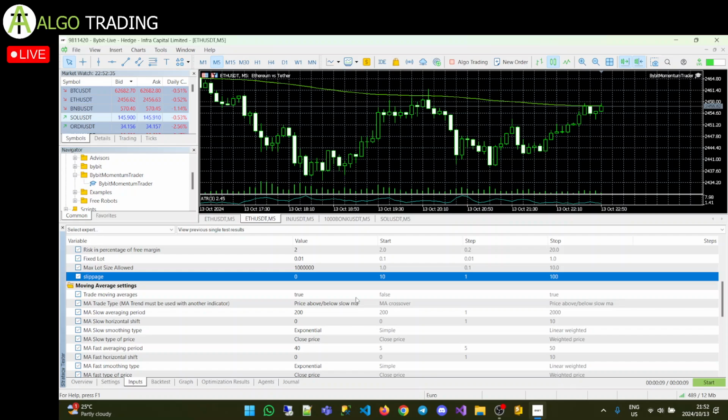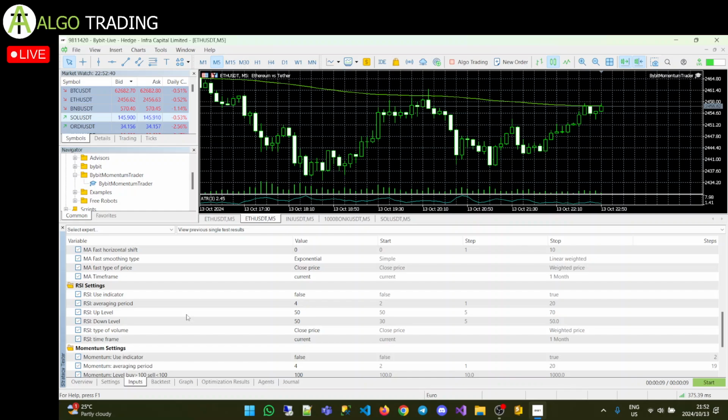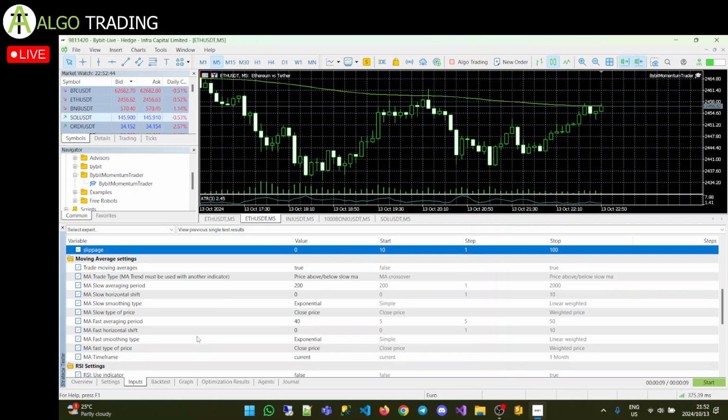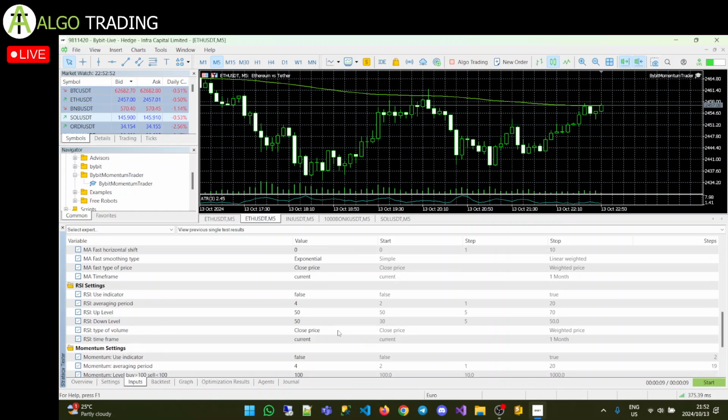Okay, so now I'm going to talk about the 4 main indicators. So we've got the moving averages, the RSI, momentum, and the ATR. These are the 4 indicators that make up this EA. Now you could use each one individually, or you could use a combination of them all. Depends how you want to trade.